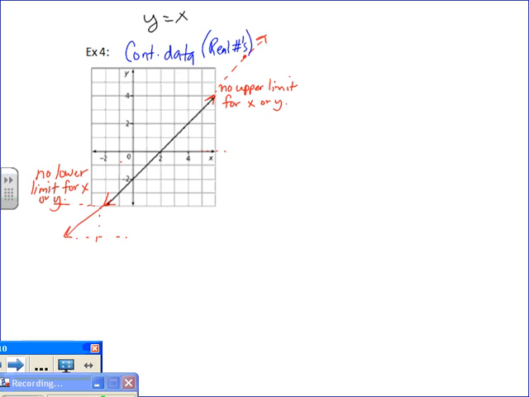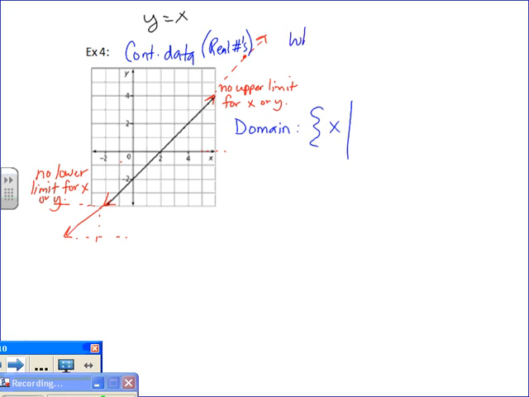It's not that I can only have whole number coordinates or integer coordinates. These are any numbers on the line. So what I'm going to do here is describe my domain. This is actually a really simple one to describe. We say the domain, curly brackets, x is such that, and we don't have any limits. There's no limits, so we don't state them.